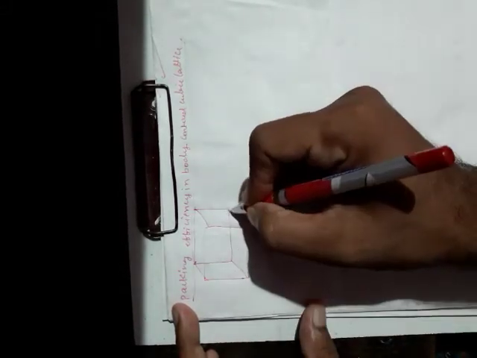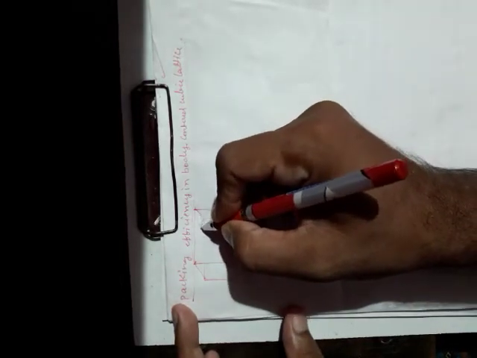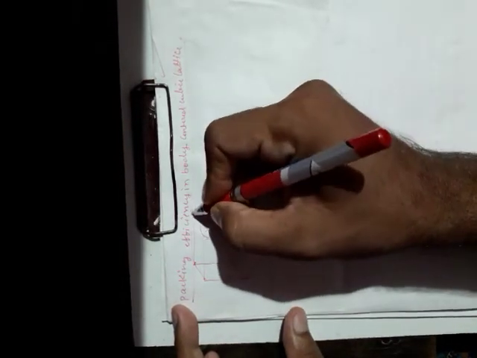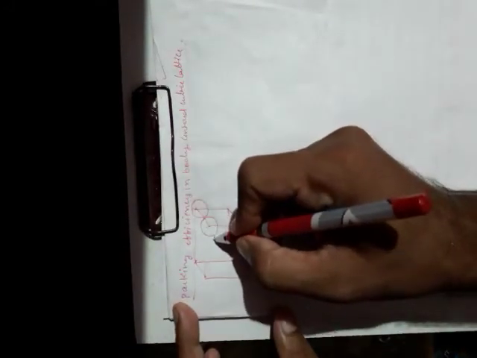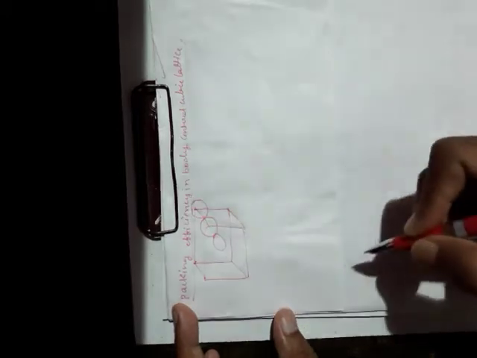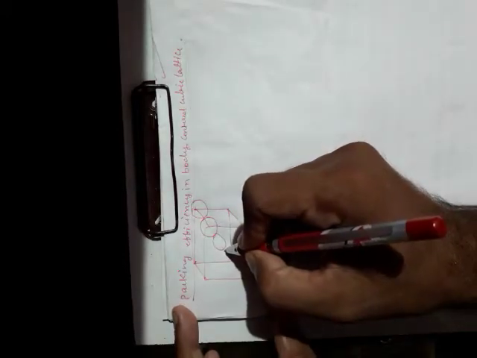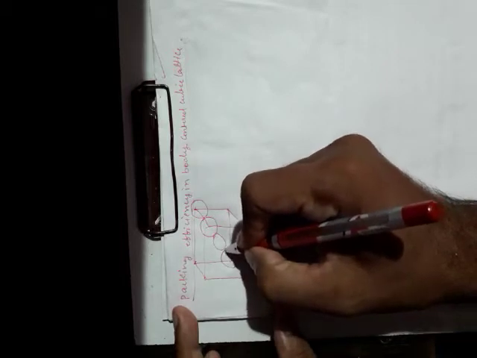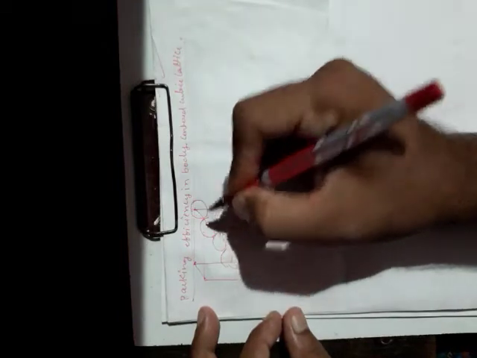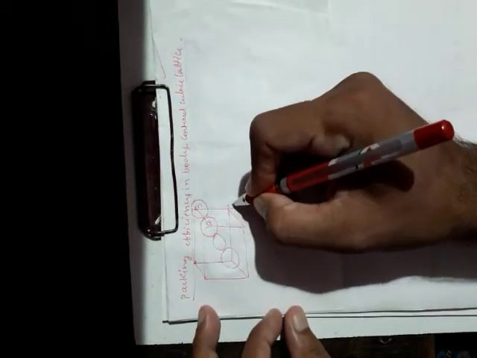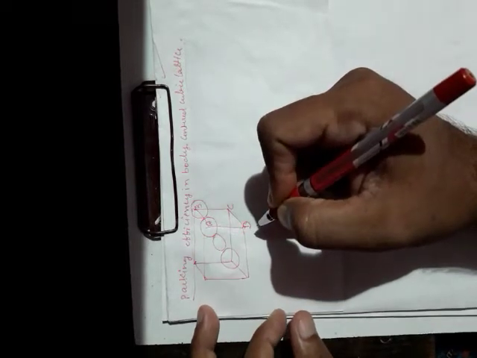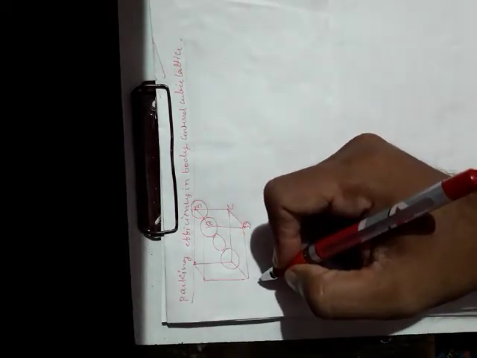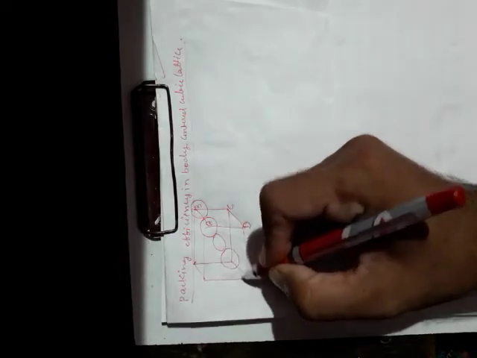Suppose a constituent particle is located here and here. A particle which is in the body center is shown as S. Another particle is located here. Suppose the corners are A, B, C, D, E and F.